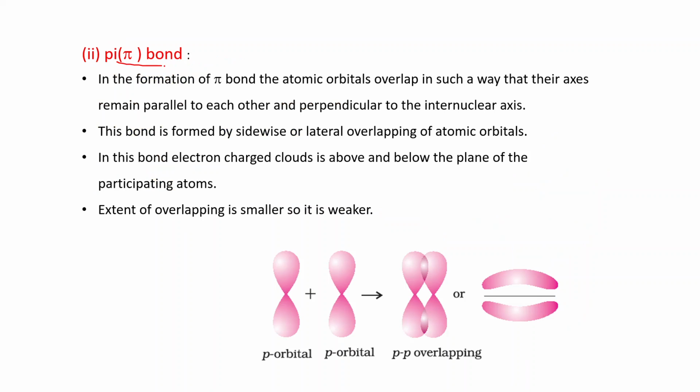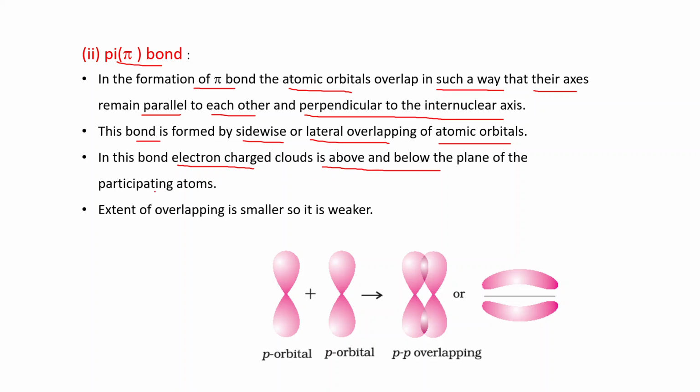Now pi bond. In the formation of pi bond, the atomic orbitals overlap in such a way that their axes remain parallel to each other and perpendicular to the internuclear axis. This bond is formed by sidewise or lateral overlapping of atomic orbitals. In this bond, electron charged cloud is above and below the plane of the participating atoms, and extent of overlapping is smaller, so it is weak.